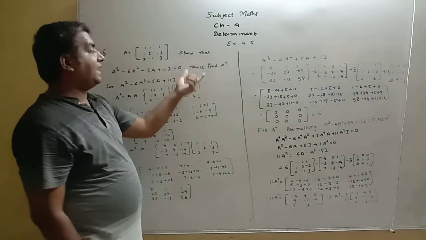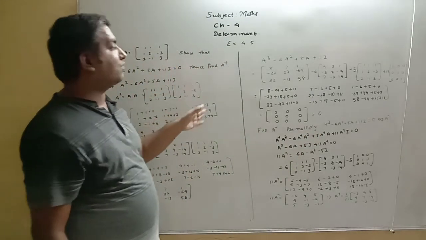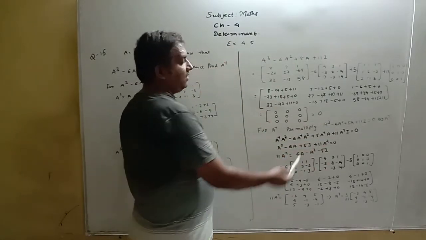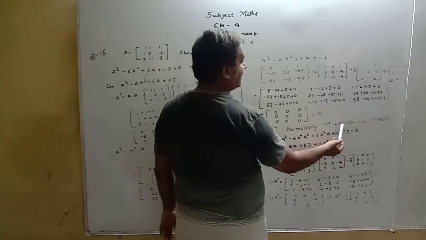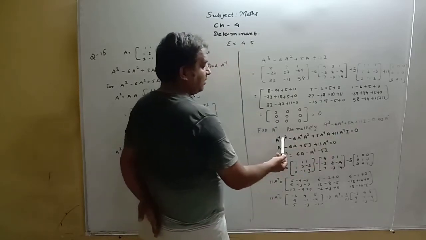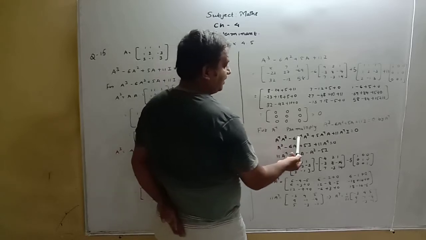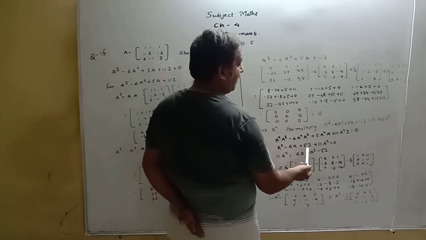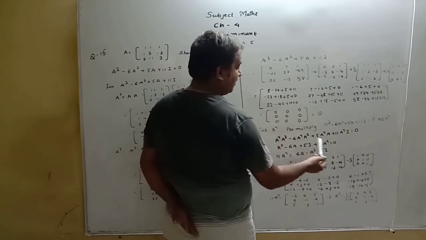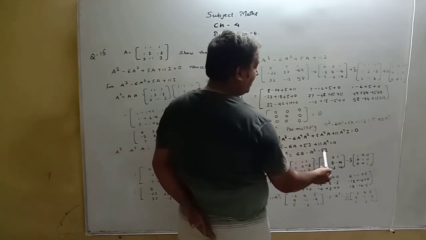Now we were asked to find A inverse. For A inverse, whatever relation is given, we multiply by A inverse: A inverse into A cube, minus 6A square into A inverse, 5A inverse into A, 11 A inverse equal to 0. So here one power will reduce: A square, minus 6A, plus 5I, plus 11 A inverse equals 0. So 11 A inverse will be, taking this term to the other side, 6A minus A square minus 5I.